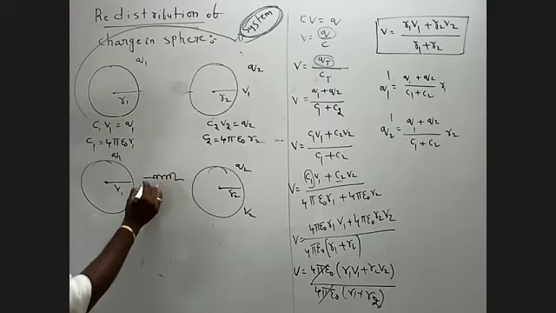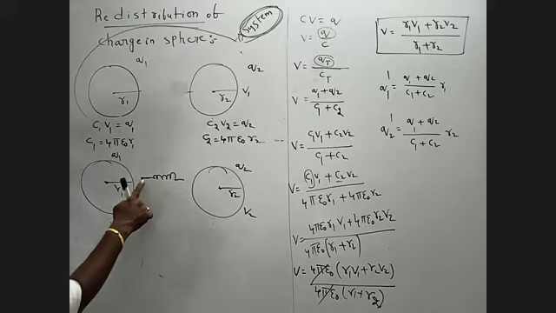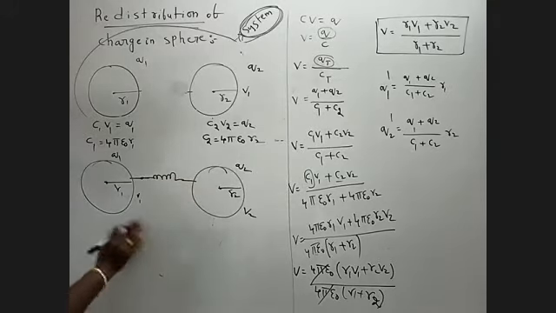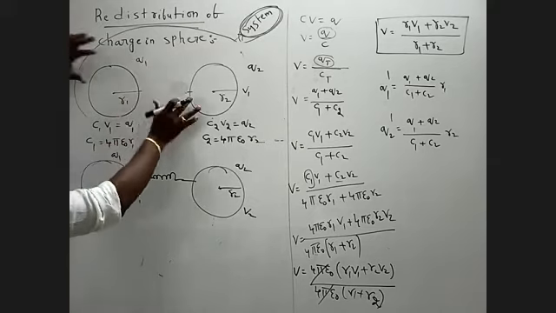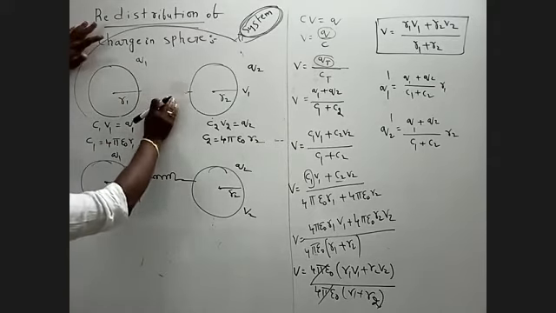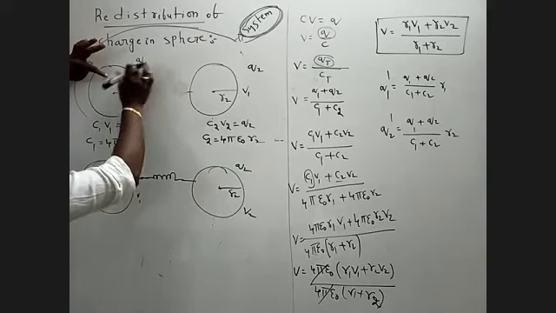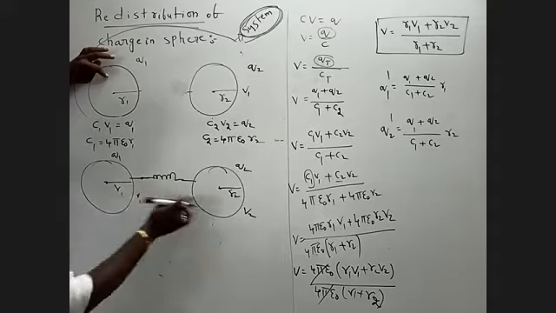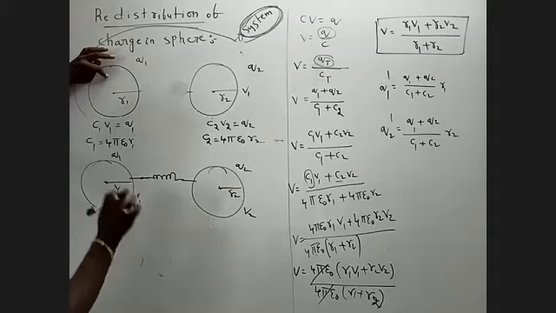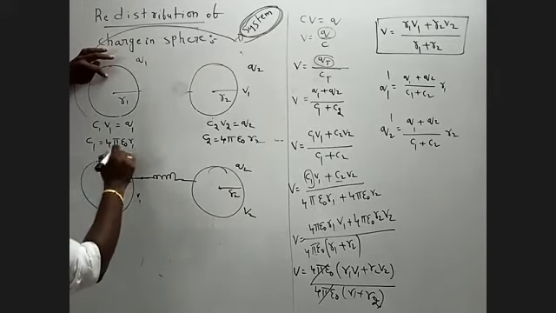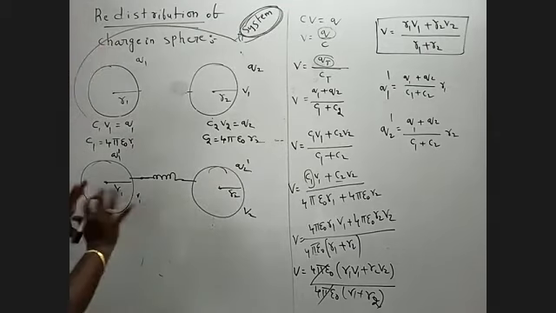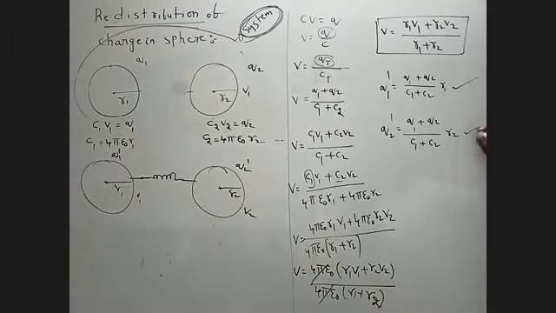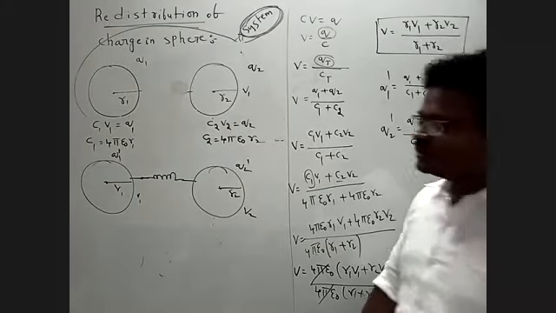Now, this is a connecting wire. One end of the connecting wire is connected to the first sphere, and the second end is connected to the second sphere. So what will happen? Before connecting, this sphere has charge Q1 and this sphere has charge Q2. After the two spheres are connected by the wire, the charge changes: the first sphere has charge Q1 dash and the second sphere has charge Q2 dash.